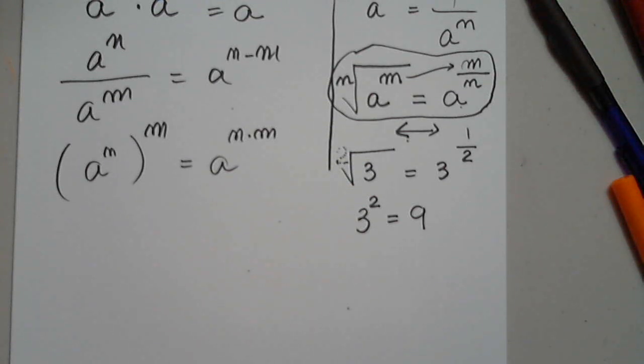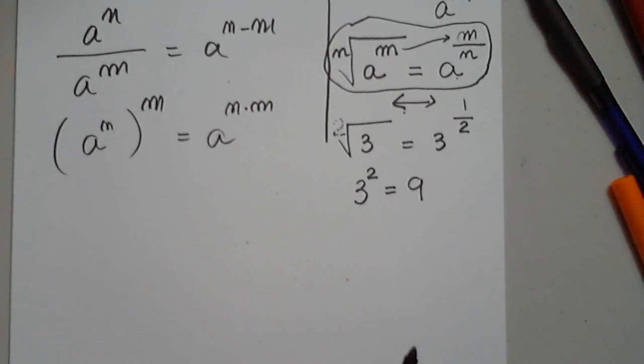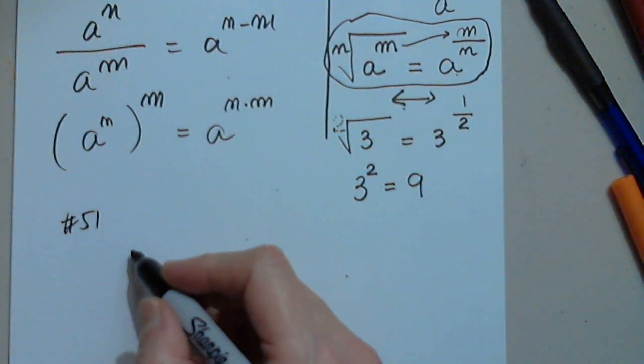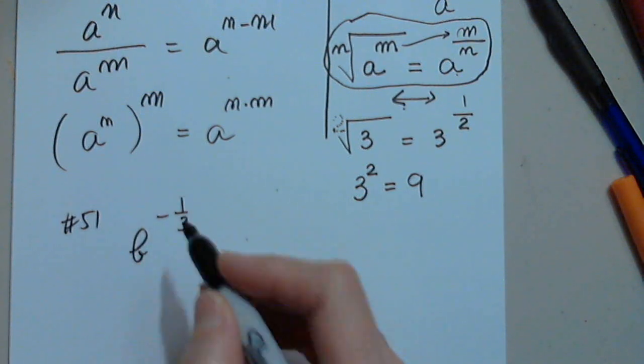Rewrite each of the following as an equivalent expression with radical notation. So from here we are given exponents to change into radicals. Here we are given radicals to change into exponents. And here we're asked to simplify. So let's choose one from 45 through 54. Let's say 51. In 51, we have b to negative 1/3.